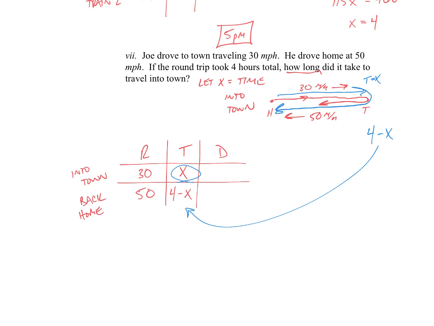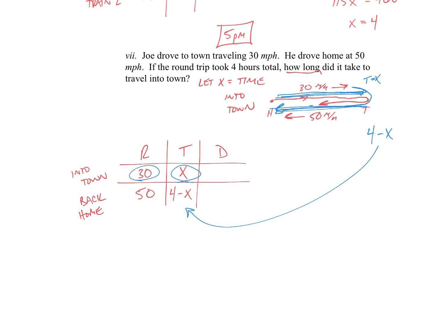For example, if we find that it took him 1 hour to get into town, well, then it took him 3 hours to get back. If it took him 2 hours to get into town, then it took him 2 hours to get back, because the total has to add up to 4. And now we can figure out the distances. But we know that these distances have to end up being the same, because the distance to town is the same as the distance back from town.